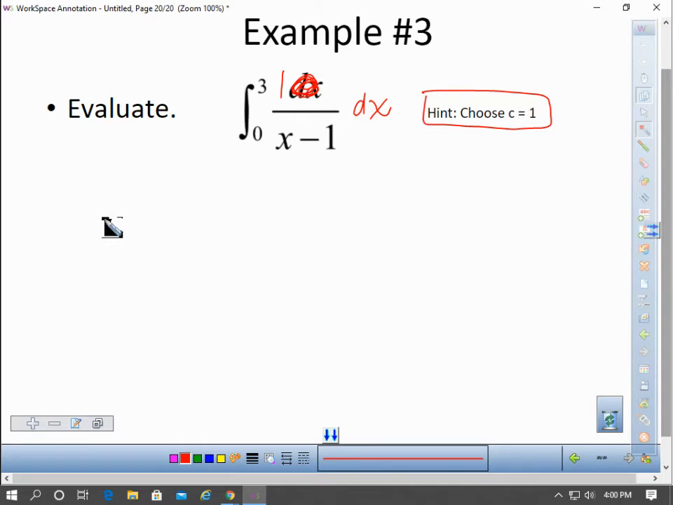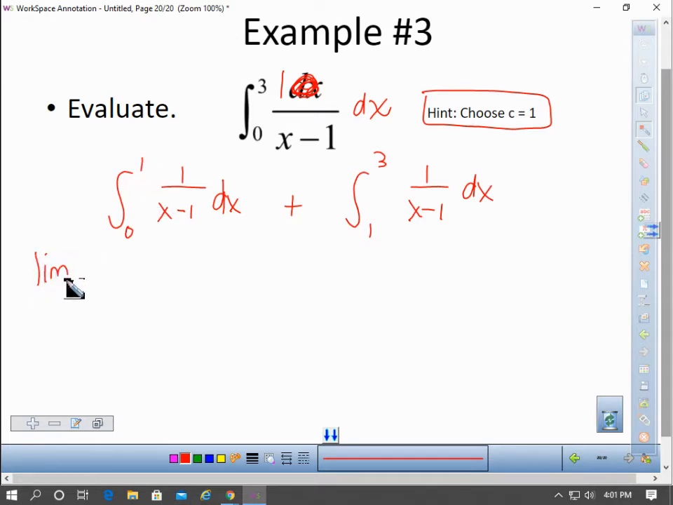So what we're going to first do is rewrite this as the integral from 0 to 1 of 1 over x minus 1 dx, plus the integral from 1 to 3 of 1 over x minus 1 dx, okay? So we had to split it up where the problem child is first. Now, you've got to take each one of these and do a left-sided or a right-sided limit because you can't equal 1 either. So 1 cannot be your endpoint.